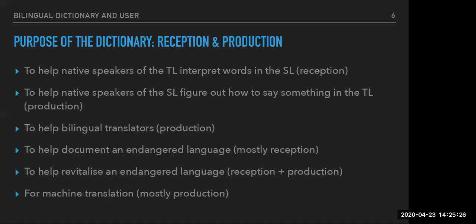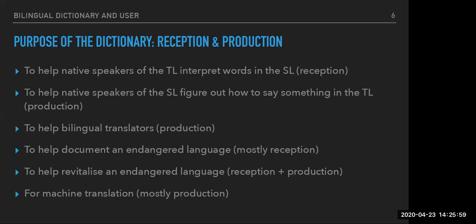All right, next slide. As I said, the purpose of the dictionary and the end user would often decide a lot of things about the dictionary. It can decide anything from the type of words you include, the level of detail you give for the dictionary, and lots of things like that. So let's go over some of the purposes that your dictionary could have.